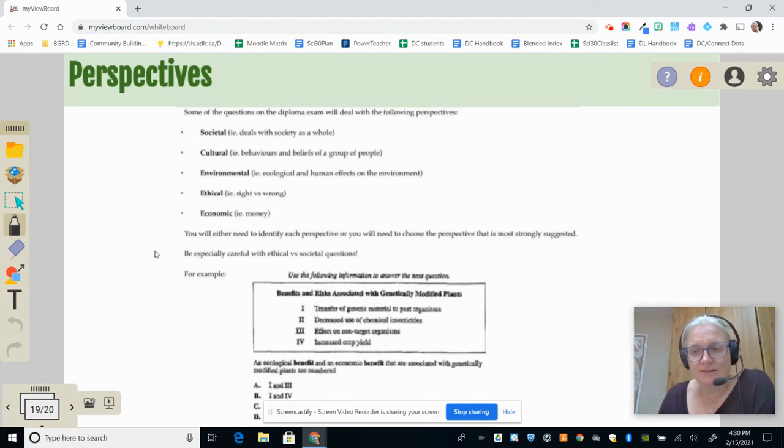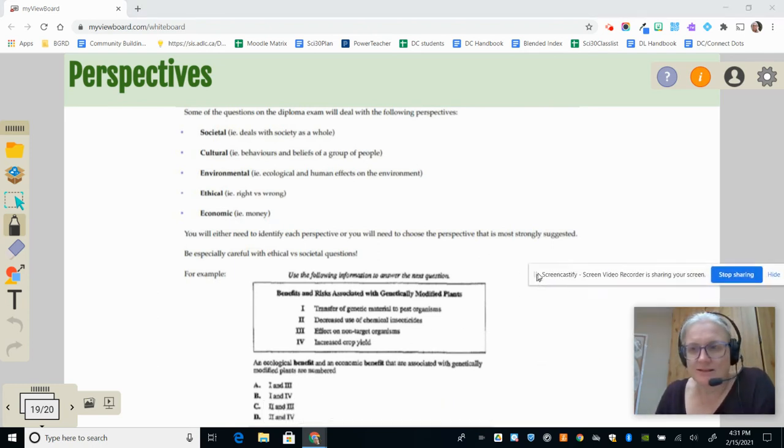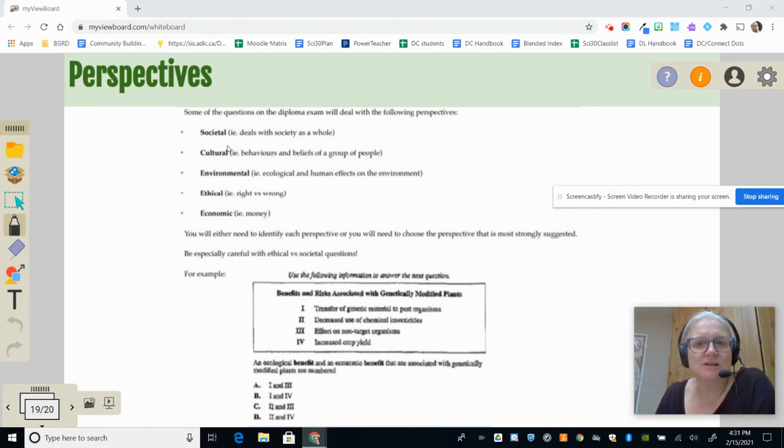Just one other piece: in Science 30, you're going to look at perspectives frequently. I just wanted to define those perspectives right now and give you a little example question down below too. Example old diploma question. Some of these following perspectives will be coming up in some of your projects and assignments too. So societal. This perspective deals with society as a whole. So the big group, how it affects society, people.